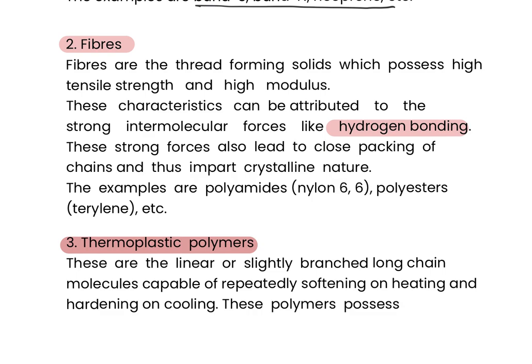Generally, hydrogen bonds are formed between hydrogen and a more electronegative atom, that is oxygen, nitrogen, fluorine. These form hydrogen bonds with which one? Hydrogen. Next, these strong forces also lead to close packing of chains and thus impart a crystalline structure. Elastomers are amorphous and fibers are crystalline in nature. Examples are polyamides. Polyamides are generally nylons, so nylon-6,6. Polyester, for example terylene, another name dacron.